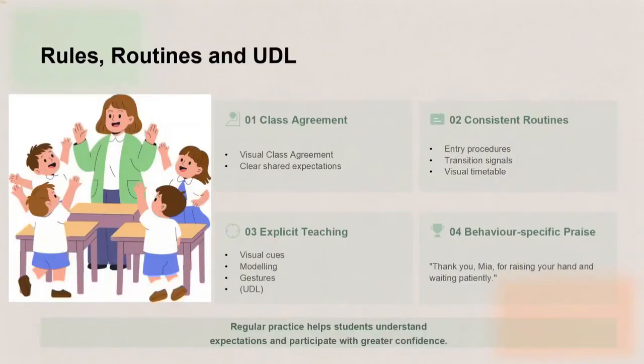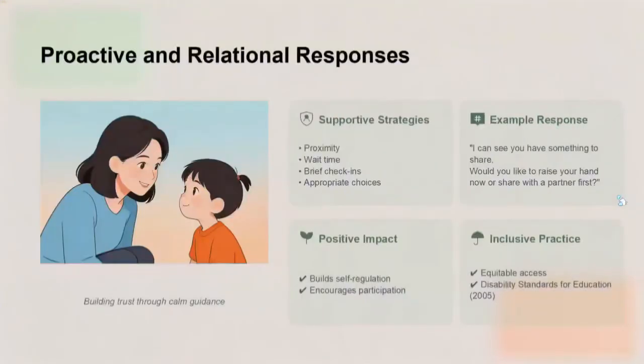The School-Wide Positive Behaviour Support framework, State of Victoria 2021, highlights that consistent expectations across the school help students understand what is expected in different learning environments. When students demonstrate expected behavior, I provide behavior-specific praise, for example, thank you, Mia, for raising your hand and waiting patiently. Okay, let's go to the proactive and relational responses.